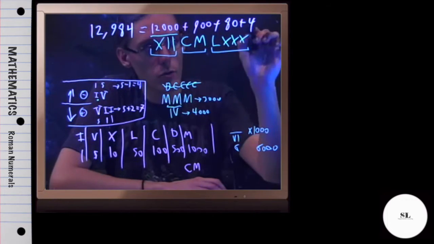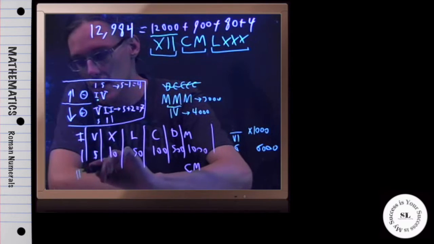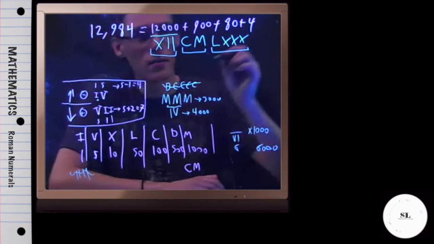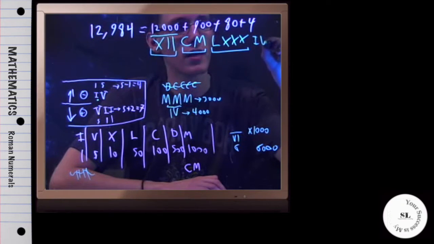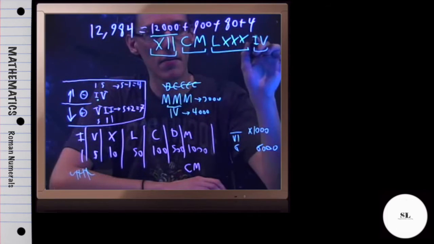So far we've got 12,980, and I'm just going to end it off with 4. Well, again, I can't draw 4 of these I's here. That's not allowed. So I have to do 5 minus 1, IV, for 4. 12,000 plus 900 plus 80 plus 4.